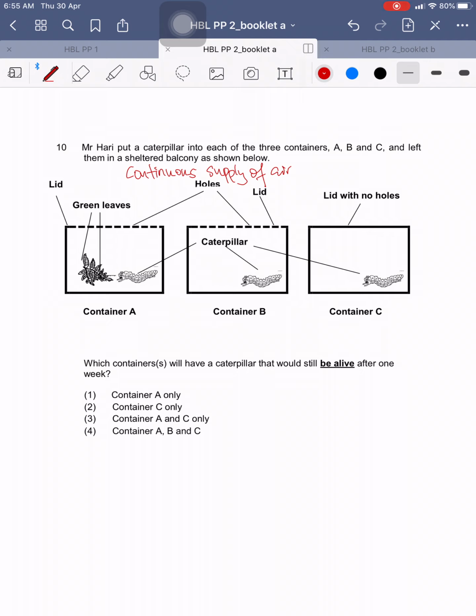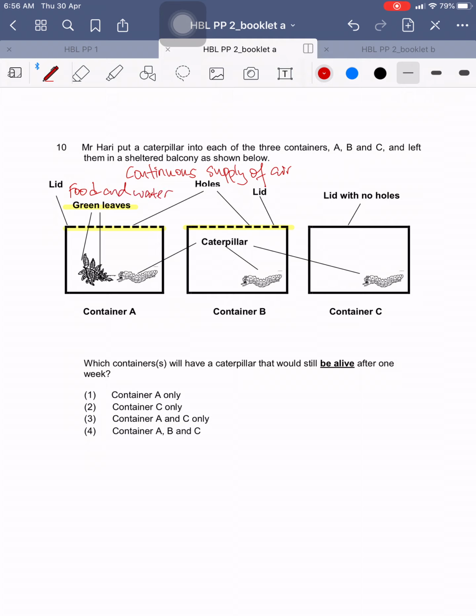Alright, it's very important because all living things will need air, food and water to survive. So these lids will allow the continuous supply of air to be given to the living things inside the container. Alright, and we observe that there are green leaves as well. Now the green leaves help to provide food and water.